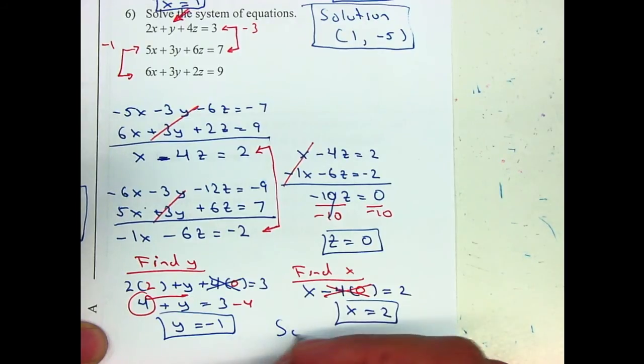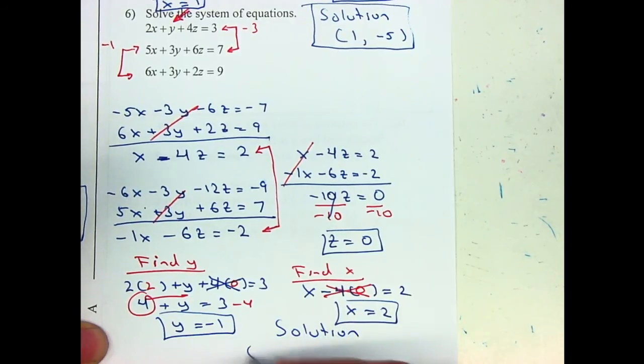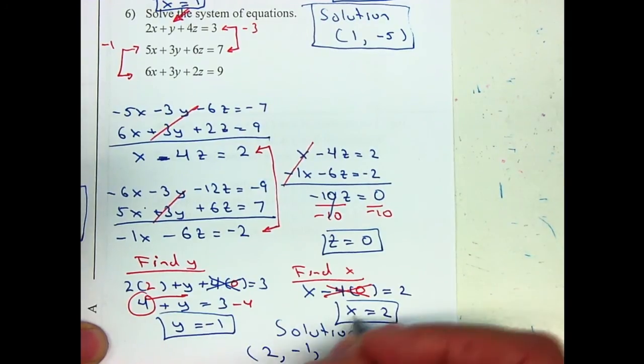So my solution is a point on a three-dimensional scale. The x value is 2, the y value is negative 1, and the z is 0.